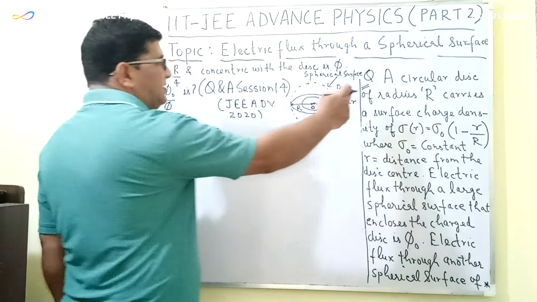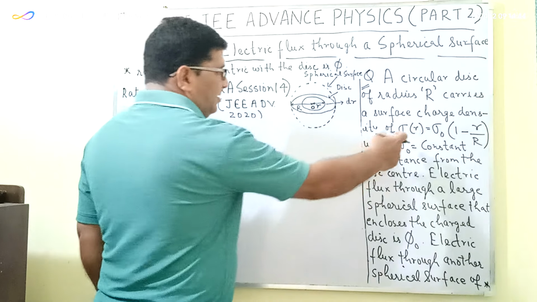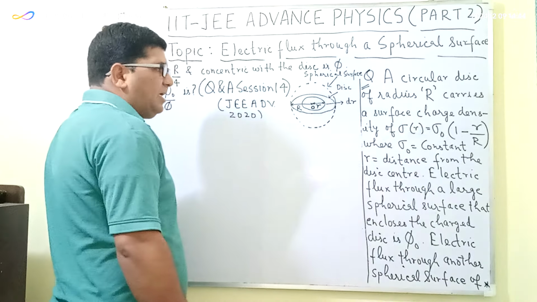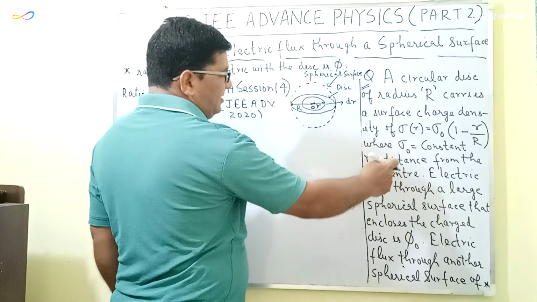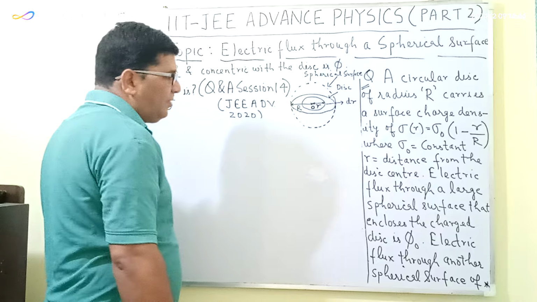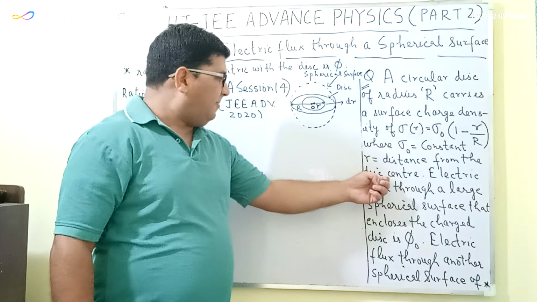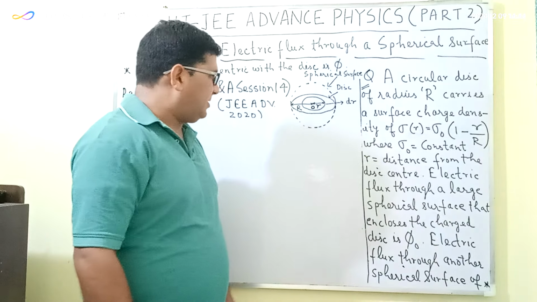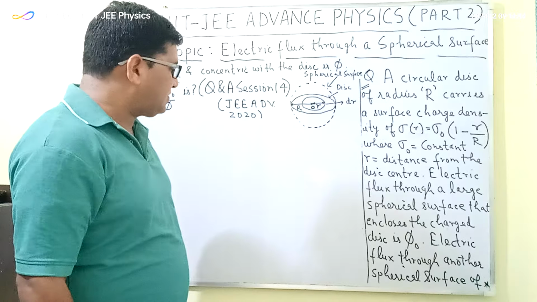So the question here is, a circular disk of radius capital R carries a surface charge density given by this formula, that is sigma naught into bracket 1 minus small r divided by capital R, where small r is the distance of a point from the center of the disk, and this sigma naught is a constant. Now the electric flux through a large spherical surface that encloses the charged disk is phi naught.